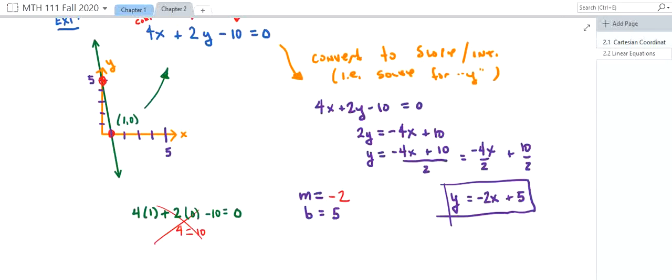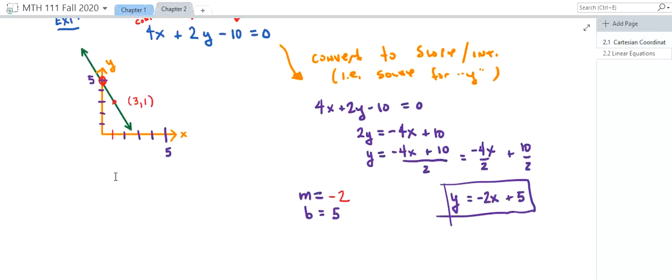Now let's try it again. Okay, I've redrawn this now. So essentially I have minus 2, which is the same thing as minus 2 over 1. So our rise is minus 2, so we're down 1, 2, and then over 1. So 5 down 2 is 3, and over 1 is 1 in this direction. So our point pair is x equals 3, y equals 1.